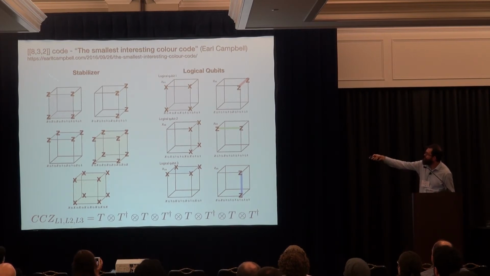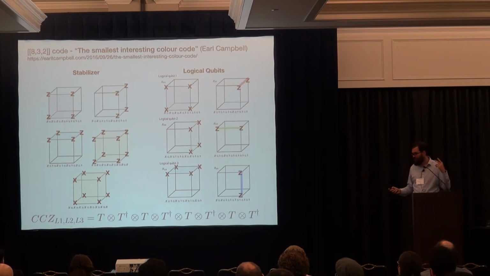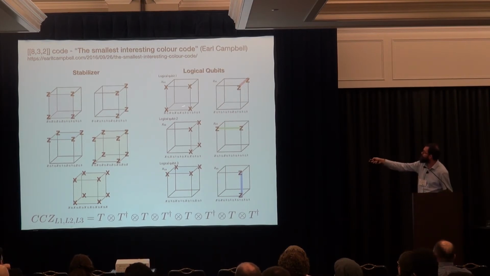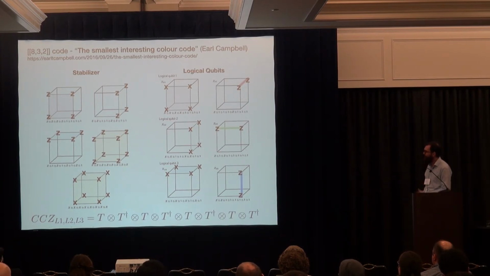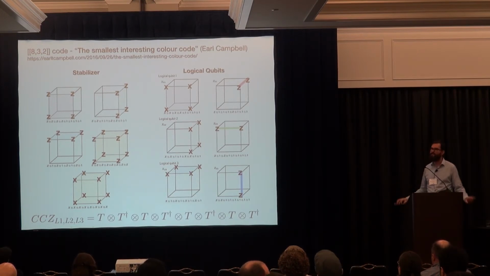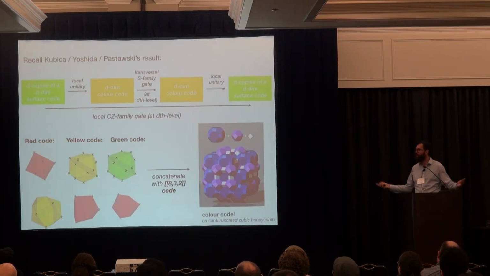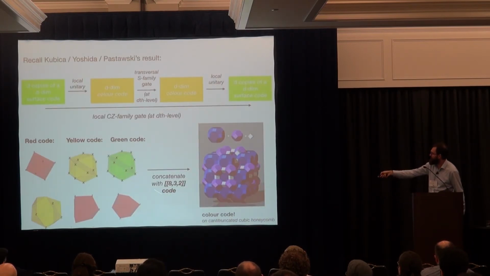Well, this code encodes three logical qubits within it. They're encoded like this. I mean, it's a color code, so we can interpret the logical operators with these membrane operators, tiny membranes on this cube, and string operators. And if you take this code and you apply the T-gate and T-dagger transversally in the right way, this implements a logical CCZ. So we can understand precisely what's happening here. This concatenates with this code to give us the 3D color code.